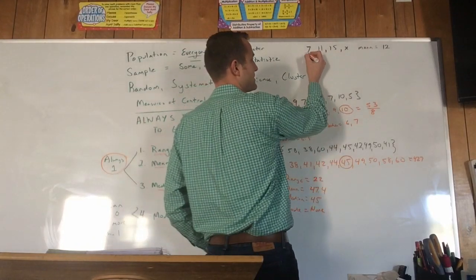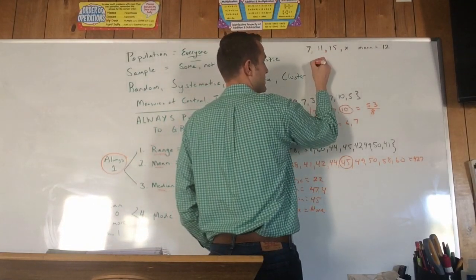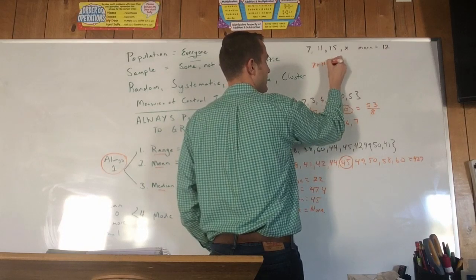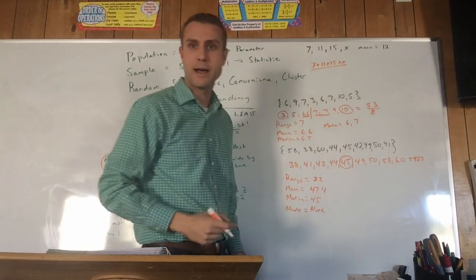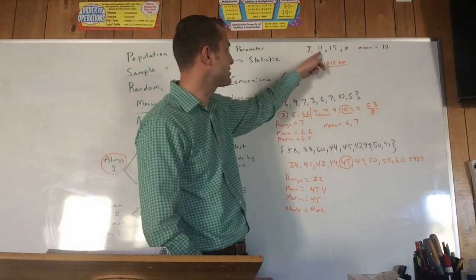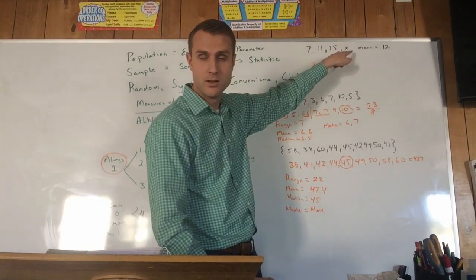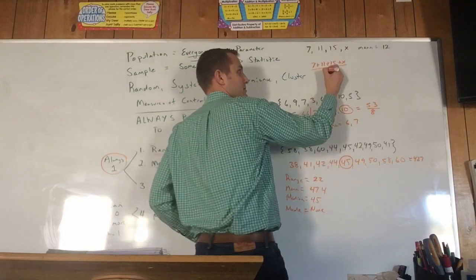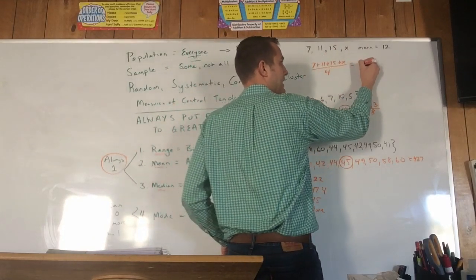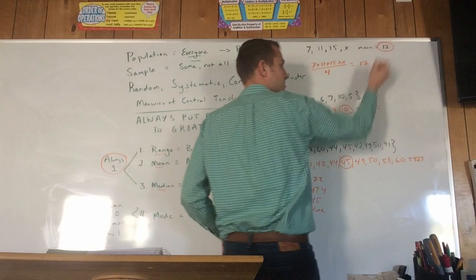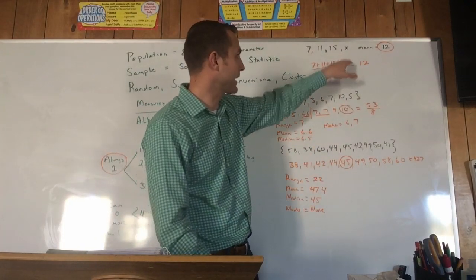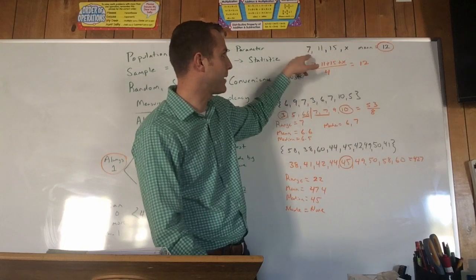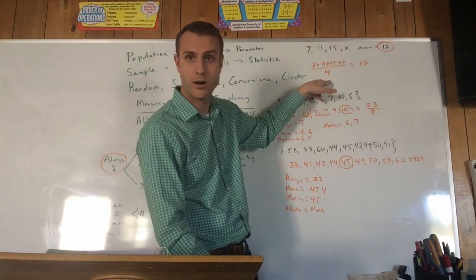So in this case, I have 7, 11, 15, and x. So I'm going to add 7 plus 11 plus 15 plus x. And then I'm going to divide by how many numbers I have. I have 1, 2, 3. The x is a number, so that's 4. So I'm going to divide by 4, and that equals my mean, which it tells me is 12. So what I'm going to do is add up all my numbers and my variable and divide by how many numbers, including the variable, there are.